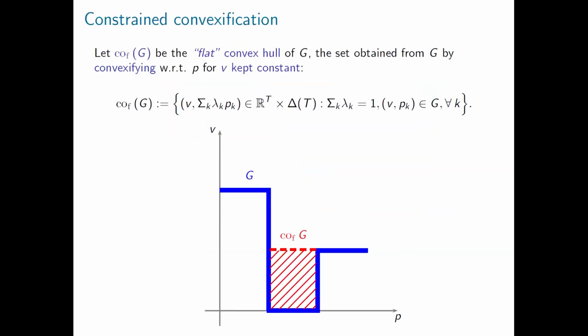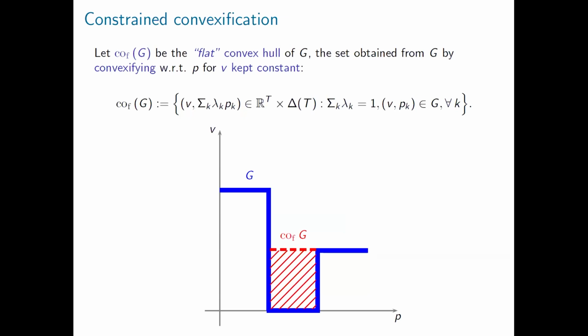Okay, so here is the geometric operator that we use. Let's call that the flat convexification. You have a set which has 2 components: a component in payoffs and in beliefs. You convexify that set only in the belief dimension, keeping payoff fixed.